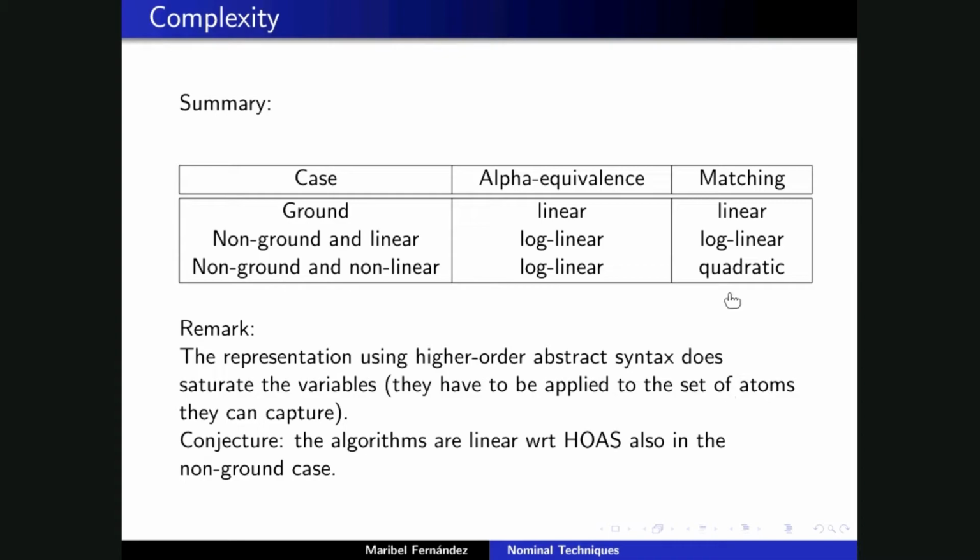So this is why we have the conjecture that it is probably the least possible. You can't get it better than quadratic, because if you could, then the thought would be that you have something less than linear in higher order abstract syntax, which wouldn't seem possible.